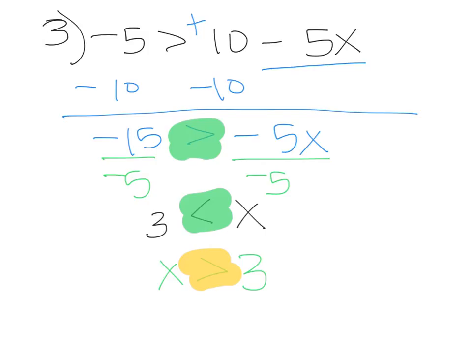Okay, and the last thing we have to do is we have to actually graph it. So we are going to have 0, 3, -3, open circle on 3, shade to the right.